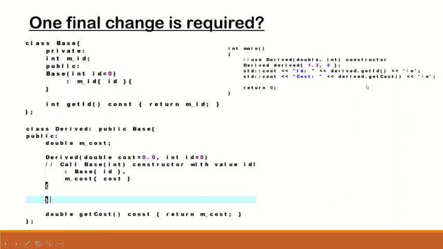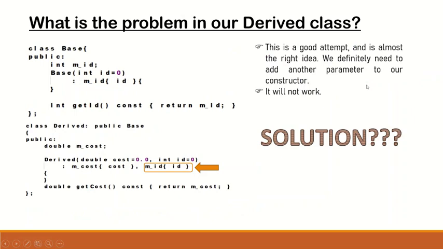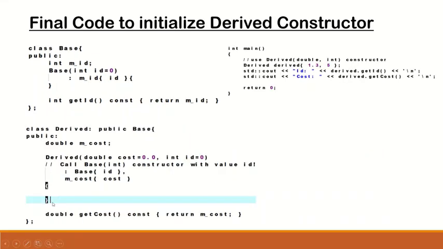I hope you get the idea of what changes we made. If you go back, we started with this problem: can we directly access the base class data member from the initializer list of the derived class? The answer is no. Then what is the solution? Before initializing the derived class data member using the derived class initializer list, we must call the base class constructor as part of the derived class initializer list. This will be our solution here.